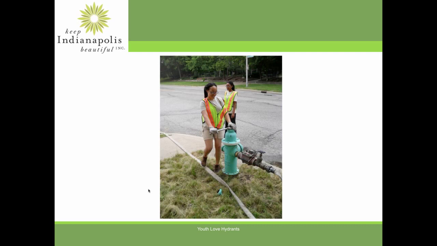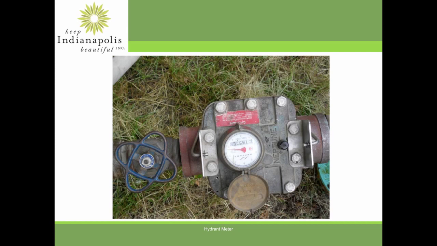So here's a close-up of some of the parts. This is the water meter that tracks how much we use. We used to get the water donated by the private utility managing the water. Now we have a public charitable trust, and we have to pay for the water. So that's been an increased cost recently. We have a hydrant wrench to open up the fire hydrant.